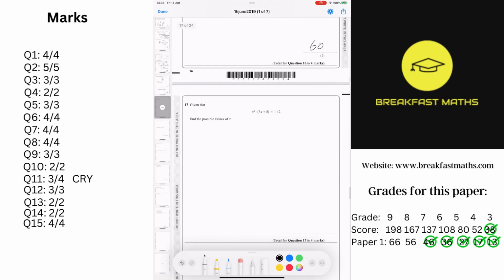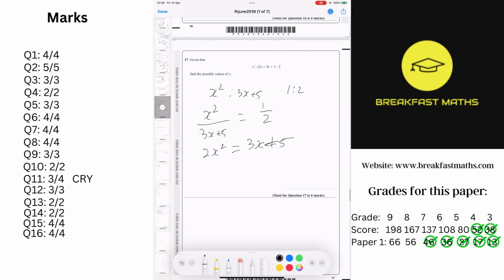Okay, so we've got ratios, so we're going to say this here, x squared goes to 3x plus 5, which is the same as 1 to 2. So we could write this as a fraction. Okay, we could say x squared over 3x plus 5 equals 1 over 2. Okay, multiply both sides, so we get 2x squared equals 3x plus 5, and then move it all onto one side. 2x squared minus 3x minus 5 equals 0.